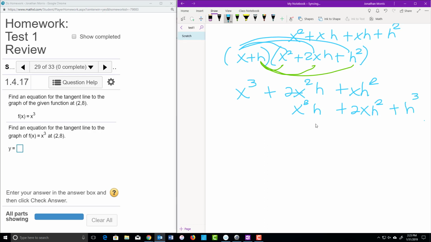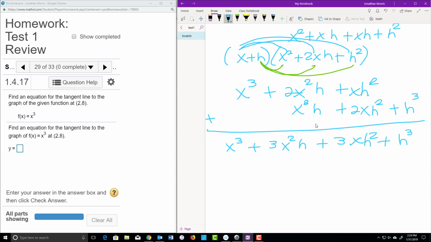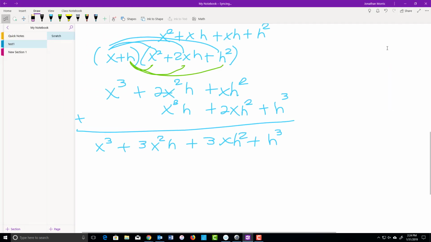Okay, so now let's add the like terms together. x cubed plus 3x squared h plus 3xh squared plus h cubed. Okay, friends, what I just did right here, all of that is equal to f of x plus h. That's what that is. So now, let me go back to writing in black.